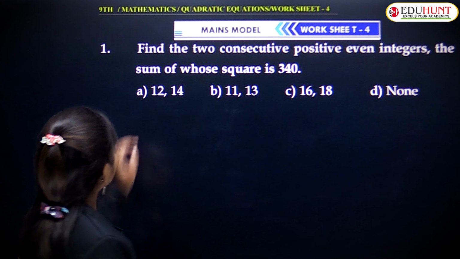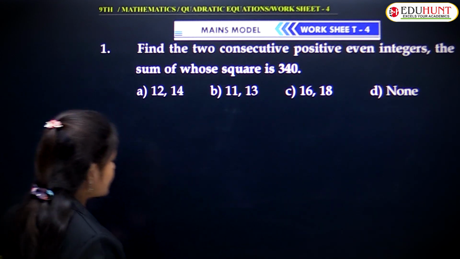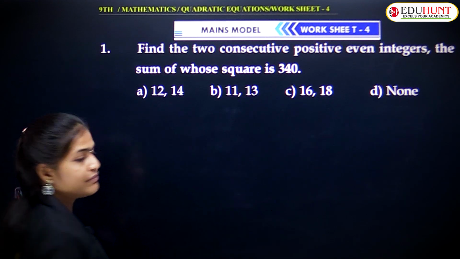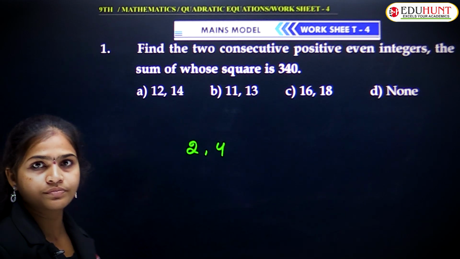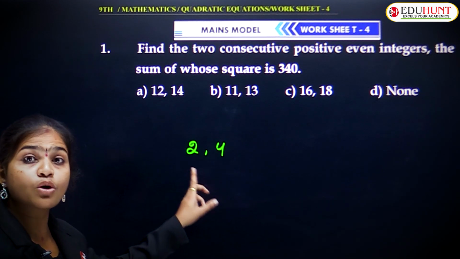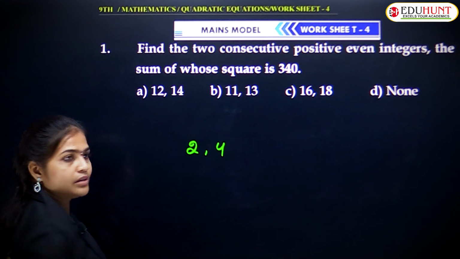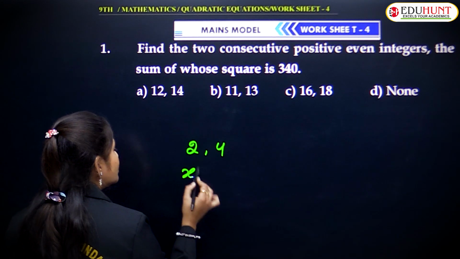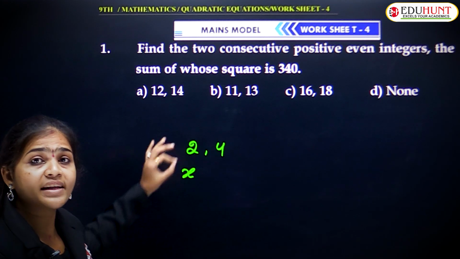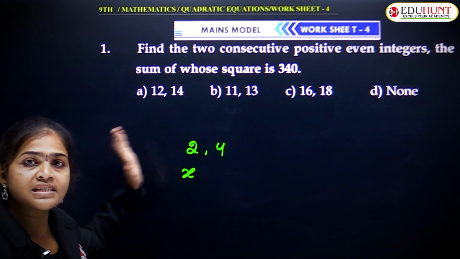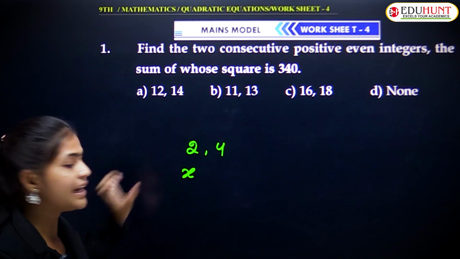Children, see here. Find the 2 consecutive positive even integers. Let us take 2 and 4, which are consecutive even numbers. Let us take the first value as 2. Instead of 2 I want to take x. Why? Because 2 and 4 were just an example; we don't know the actual number. So instead of the unknown value we can take any variable. Instead of 2 I take x.